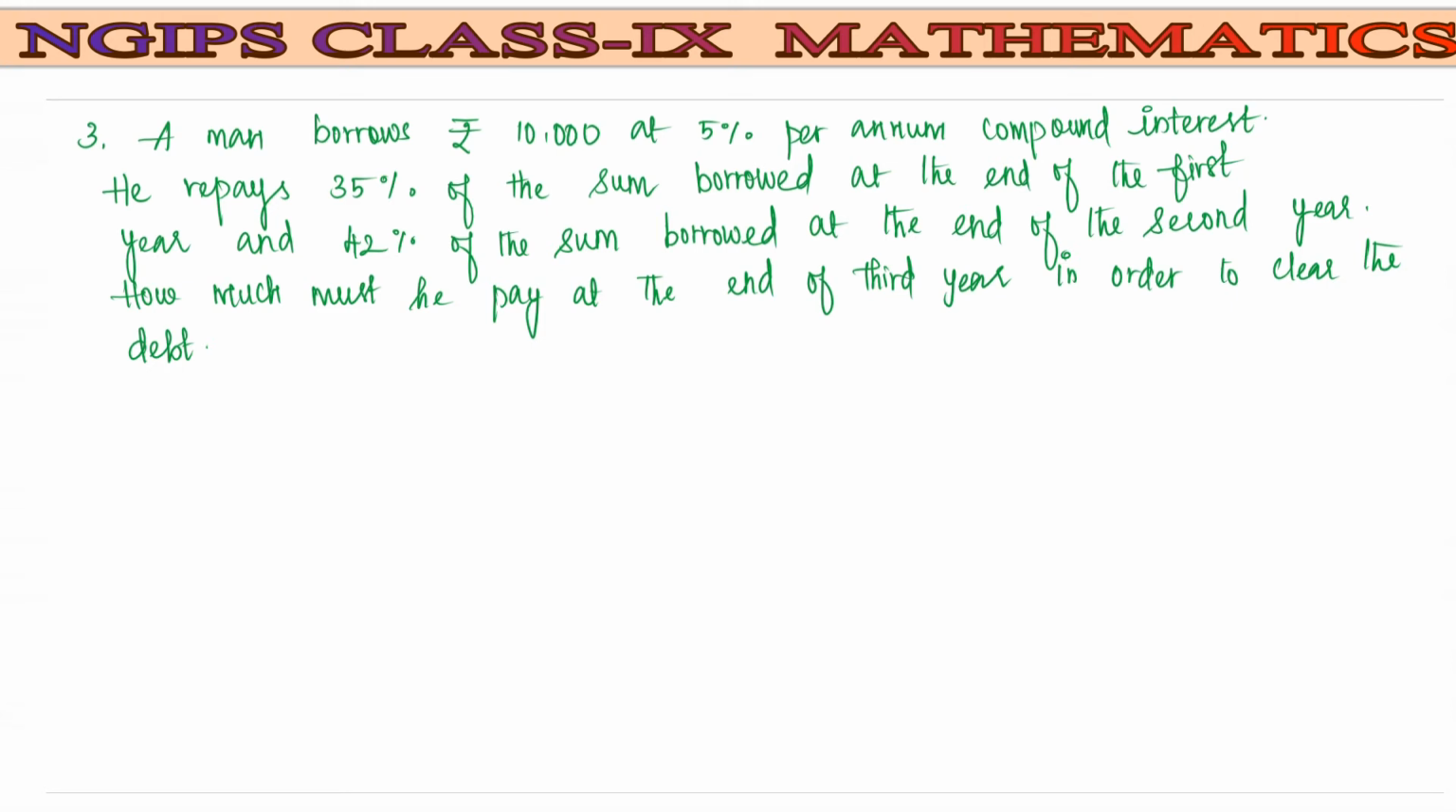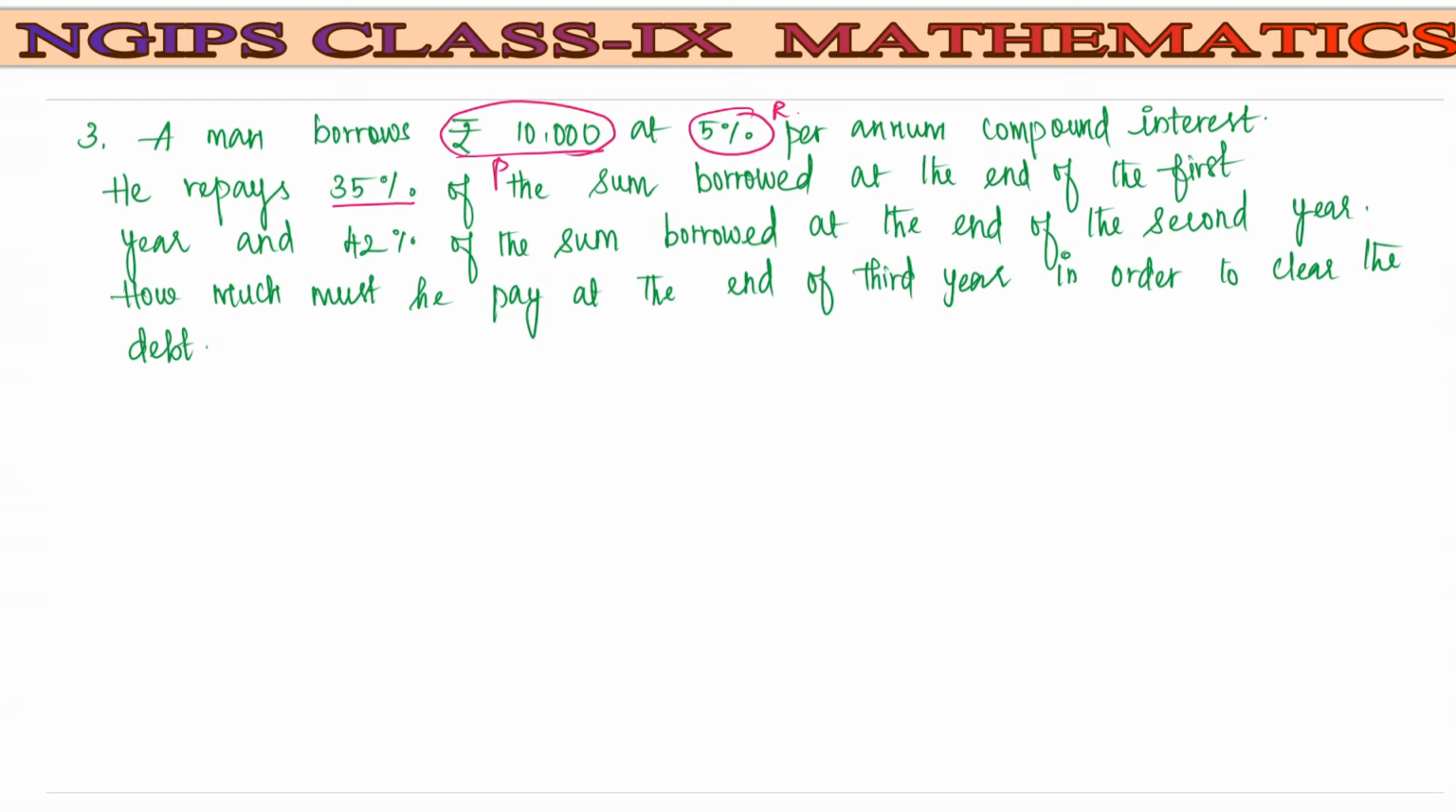Now look at the third question. A man borrows 10,000 rupees at 5% per annum compound interest. So this is R and this value is going to be the principal. And for the compound interest, he repays 35% of the sum borrowed at the end of the first year, and 42% of the sum borrowed at the end of the second year.